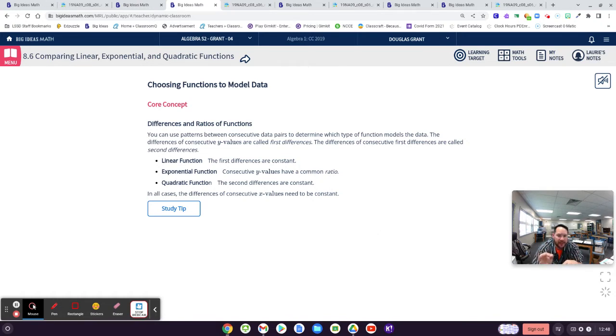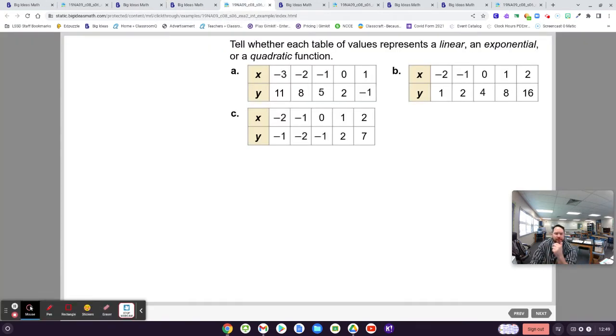So linear functions have a constant difference. You are adding or subtracting the same amount every time you increase x by 1. Exponential has a common ratio, a number you're multiplying by every time. And then a quadratic has what's called a second difference that's constant, and I'll go through what a second difference is on this next slide. So this is not something that you need to take notes on, but feel free to pause this and take notes. This is also in your textbook. And I'm going to go through some examples of what these look like.